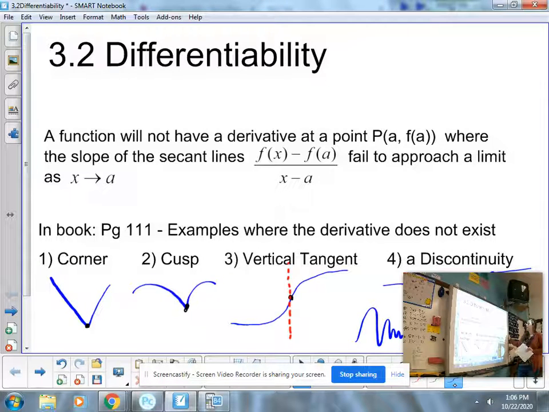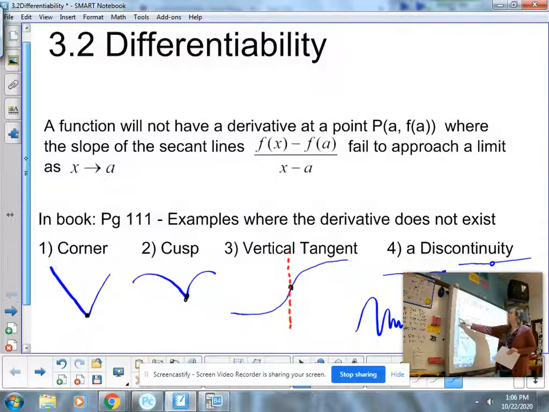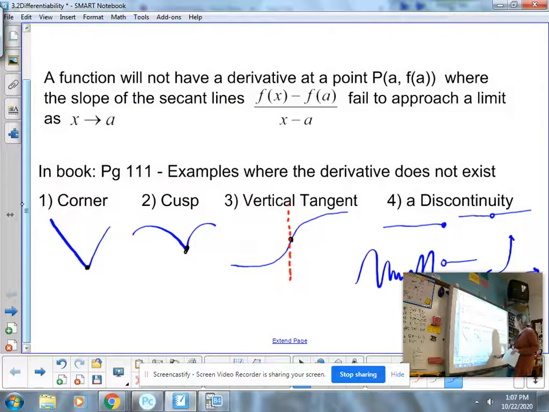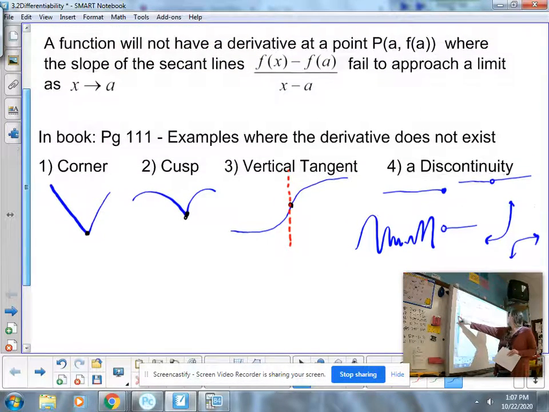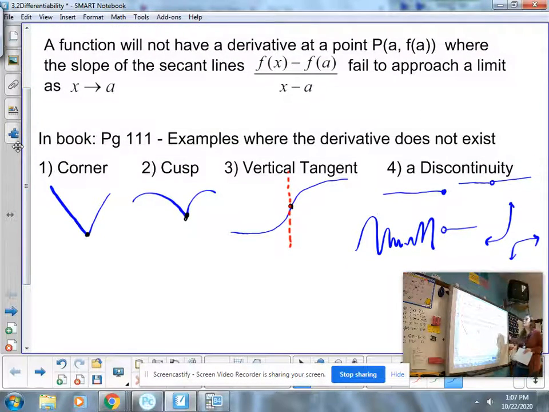So there are 4 different places where we can't take the derivative of a function. These are in your book on page 111. I'm going to scroll a little bit here, a little bit extra space so you can see these. So you have a corner. A corner is going to be a sharp turn. Typically this happens with absolute value type functions.